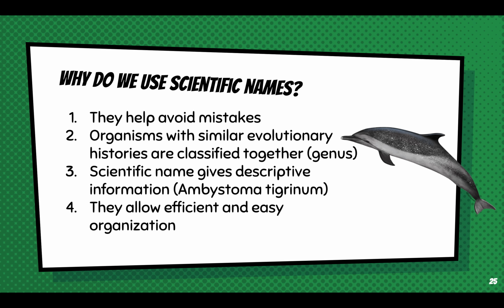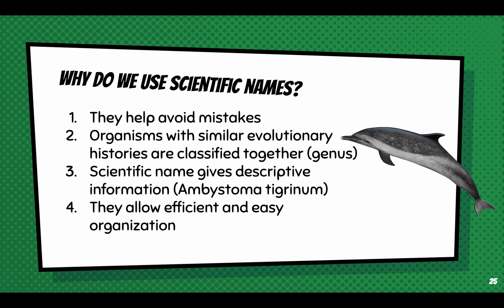How do we use scientific names, or why do we use scientific names? We use them to avoid mistakes, like I was saying before about the dog. If I was talking about a dolphin to someone in, let's say, China, their name for a dolphin might not be the same name that we have for dolphin. So we use the scientific name so we're both talking about the same thing and there's no mistakes.